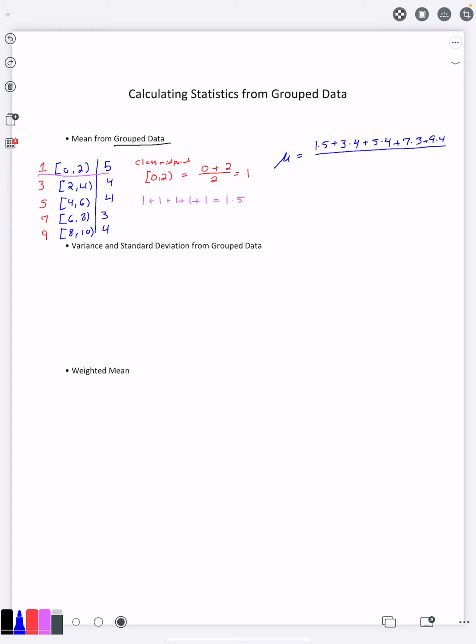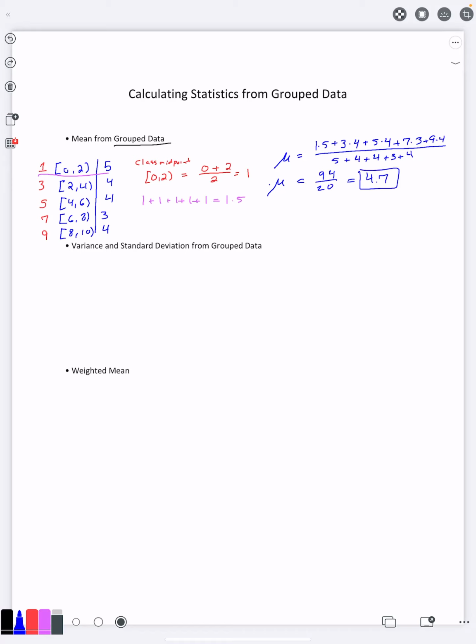And if I want to say how many total data points there are, well, there were 5 data points in the first class, and 4 data points in the second class, and 4, and 3, and 4. And if I use my calculator here, I'm going to get a 94 on top over 20 total data points. And so that means my average here is 4.7.